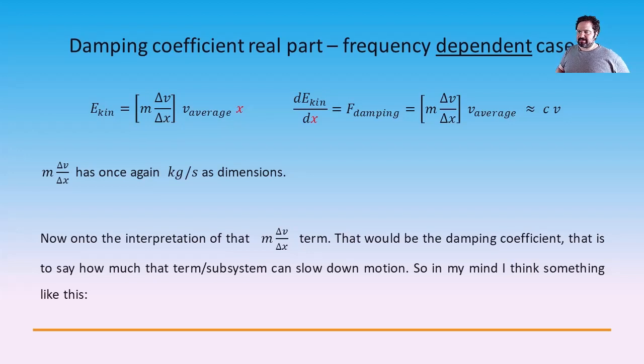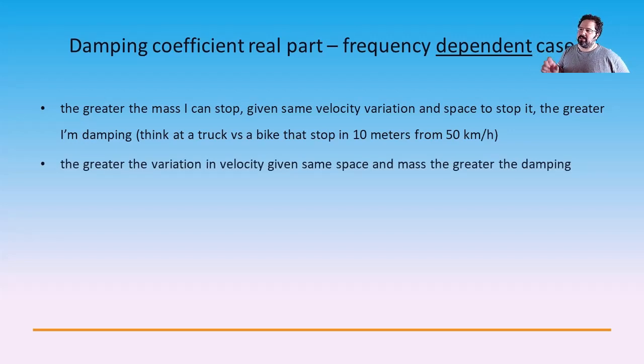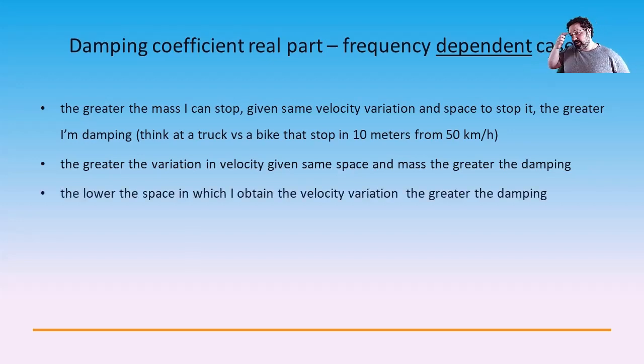So in my mind I think something like this. The greater the mass I can stop, given same velocity variation and space to stop it, the greater I'm damping. Think of a truck versus a bike that stop in 10 meters from 50 kilometers an hour. So the greater the variation in velocity at numerator, given same space and mass, the greater the damping. The lower the space in which I obtain this velocity variation, the greater the damping once again.